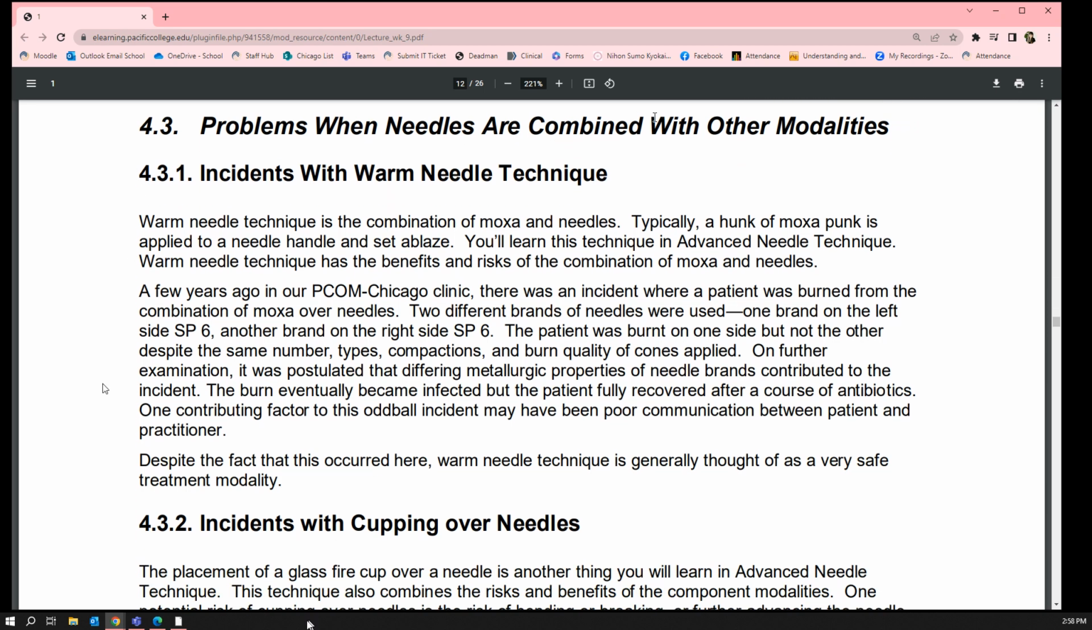All right, problems when needles are combined with other modalities. Essentially, you're going to learn more about this in advanced needle techniques, so we are not going to talk about this. I'm not going to test you on it, but I did want to include this just because you are exposed to these sorts of things in the clinic. So not going to test you on it.